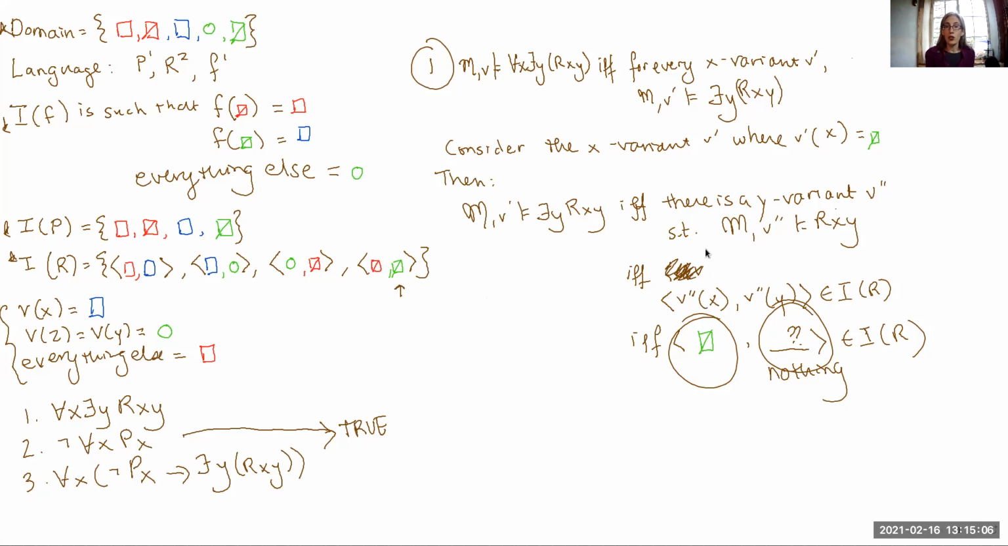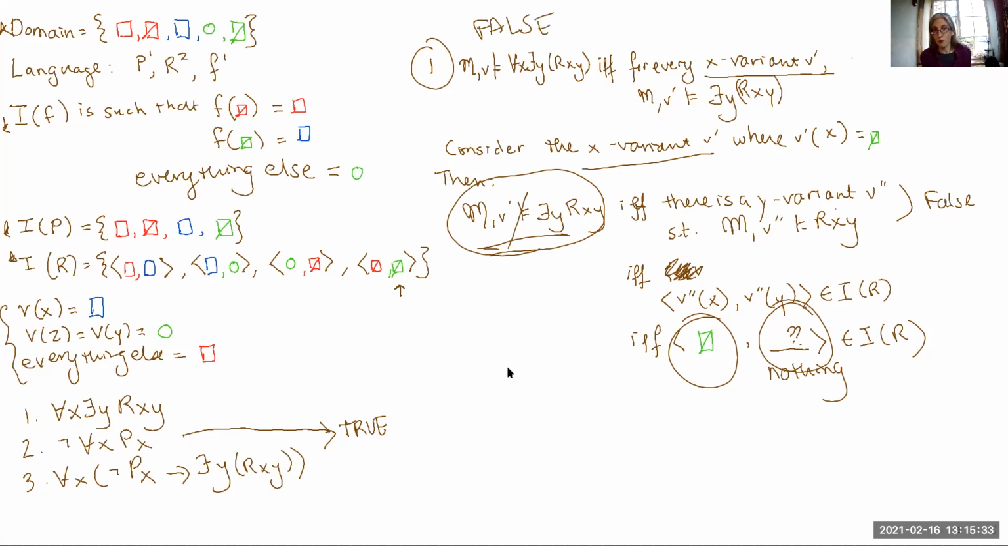So if we work our way back, what we have done is we have found an X variant V prime where this is false. So it's not the case that exists Y, RXY is true. So it's not the case for every X variant, because this one failed. So the result here is that this sentence that says everything is related to something is false.